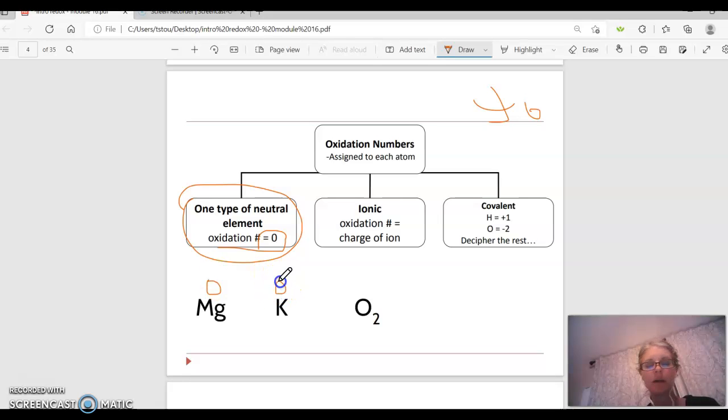Potassium by himself, oxidation number 0. Here's oxygen. It's one type of element, oxygen. There happens to be 2 of them, but that's fine. But their oxidation number is 0.